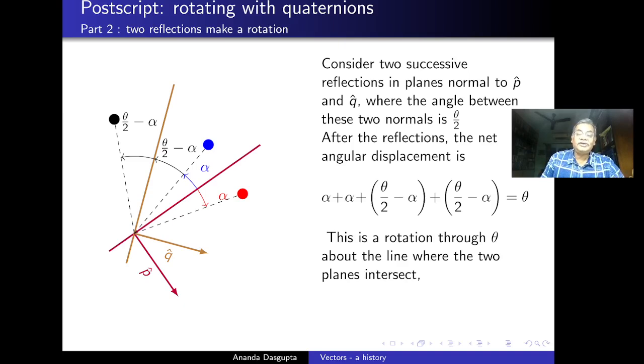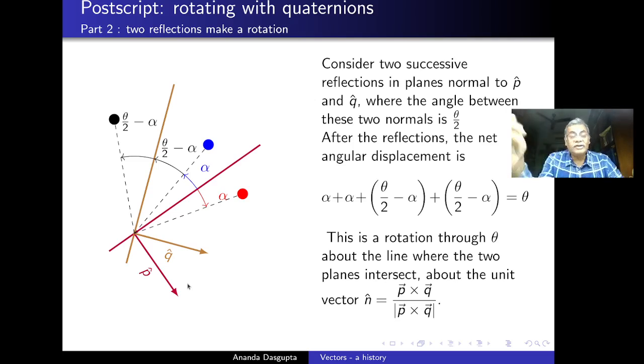This is a rotation through theta about the line where the two planes intersect. Of course, that looks like a point here because we are just looking at a two-dimensional section, but you can easily imagine extending this to the third dimension. So the line through which the two planes intersect is also the line which contains this unit vector n hat, which is p hat cross q hat, or the unit vector in the direction of p hat cross q hat to be exact, so p hat cross q hat divided by the magnitude of it.